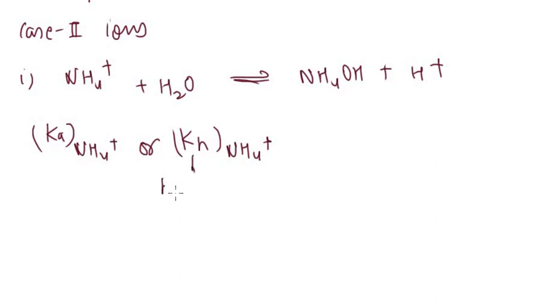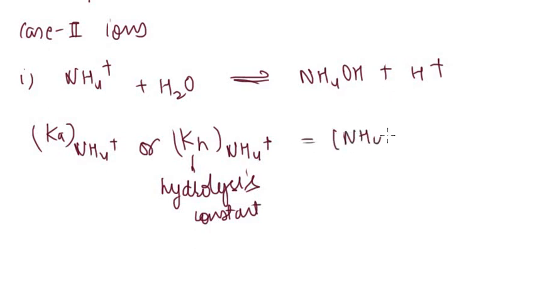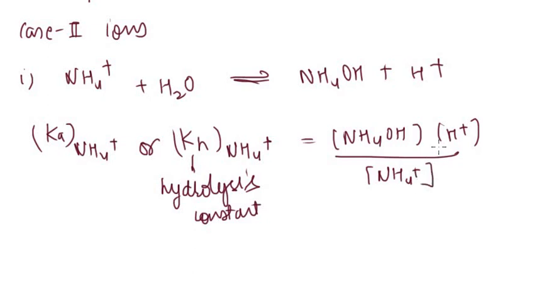So it is known as the hydrolysis constant. What does hydrolysis mean? Reacting with water. So we could write it as NH4OH times H positive divided by NH4+. So it is K.